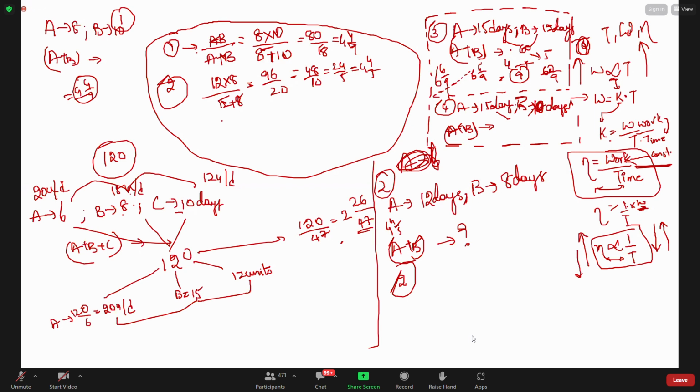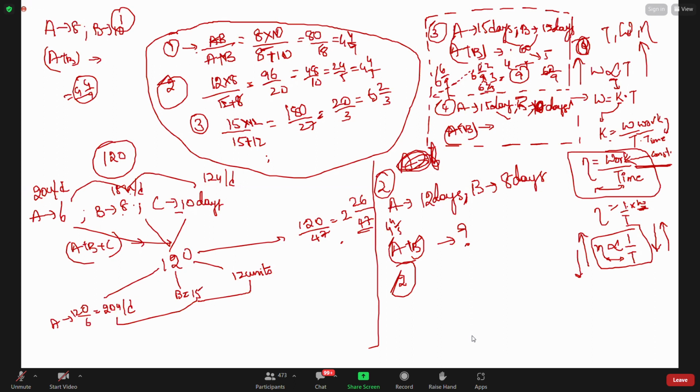Next one. Third. 15 and 12. 15 into 12 by 15 plus 12. Find this. Give me the answer for third one like this. 180 by 27. 20 by 3. Is it 20 by 3? So this will be 6 2 by 3. Yeah, 60 by 9 is nothing but 6 2 by 3. Right?